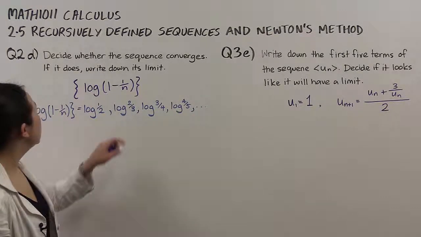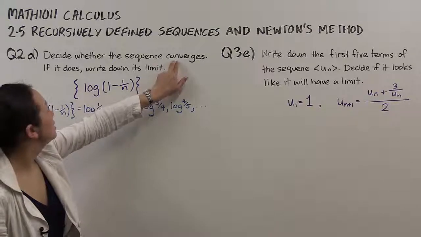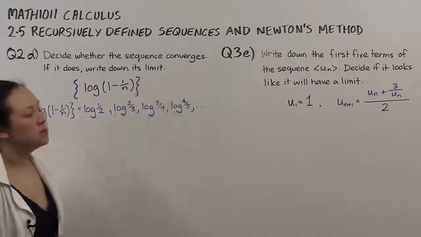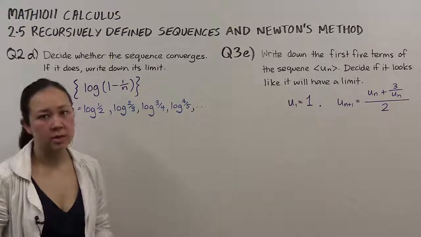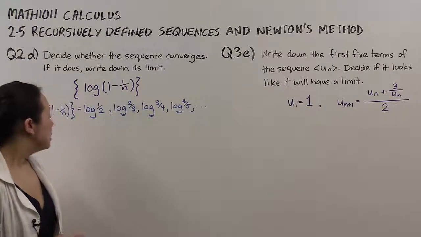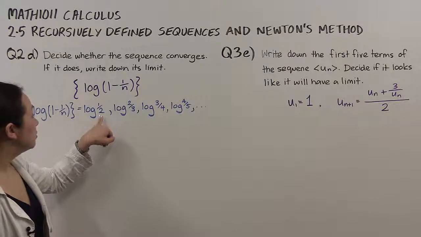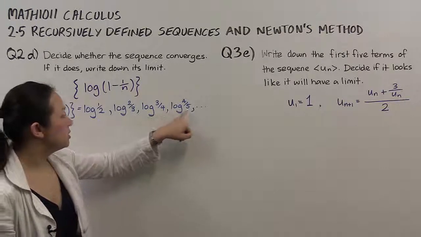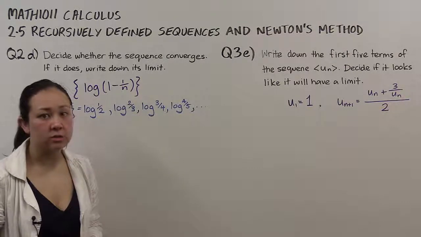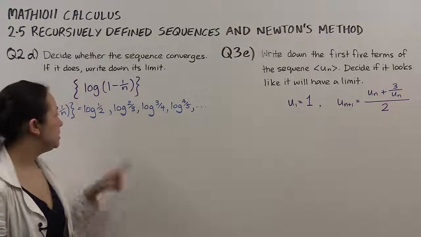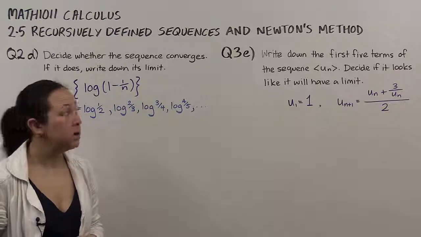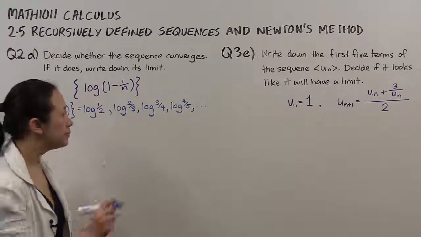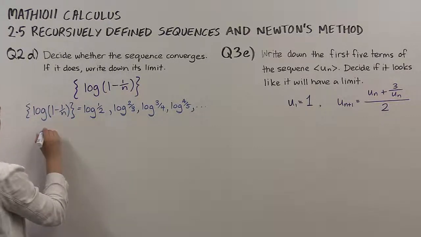Now, the question asks us to decide whether the sequence converges, and if it does, to write down its limit. So are these terms getting closer and closer to a number, is the question. We can see the number that we're taking the logarithm of, a half, 2/3, 3/4, 4/5, that number's getting closer and closer to 1. And so it seems like the terms in this sequence will get closer and closer to log of 1, which will be its limit. So let's write that down.